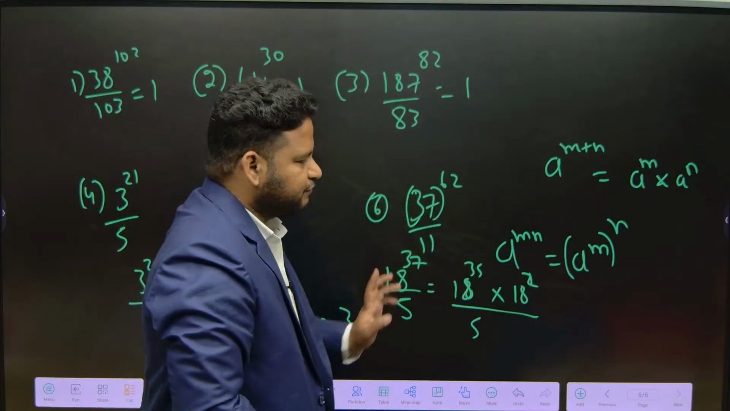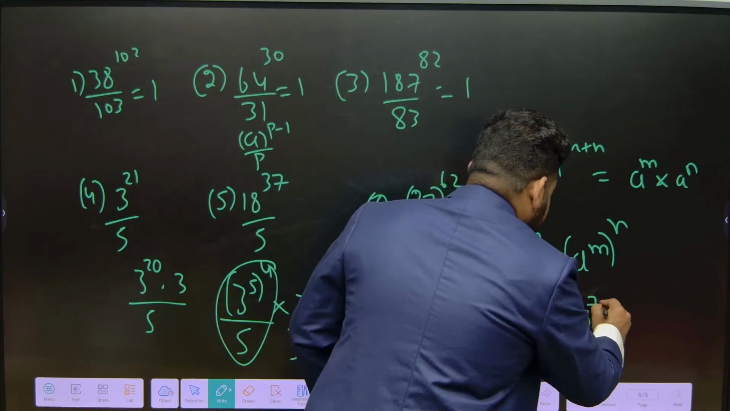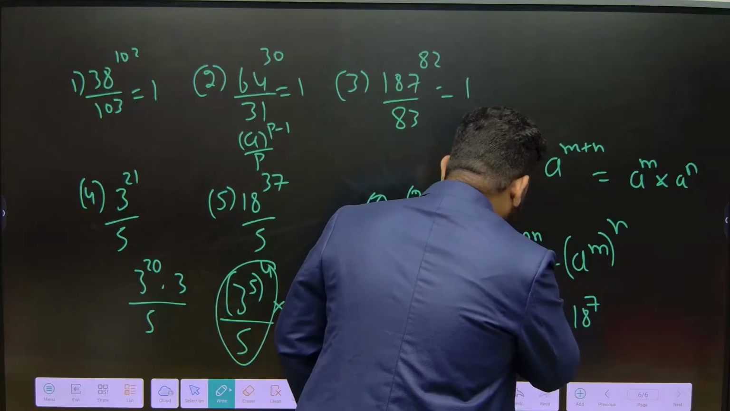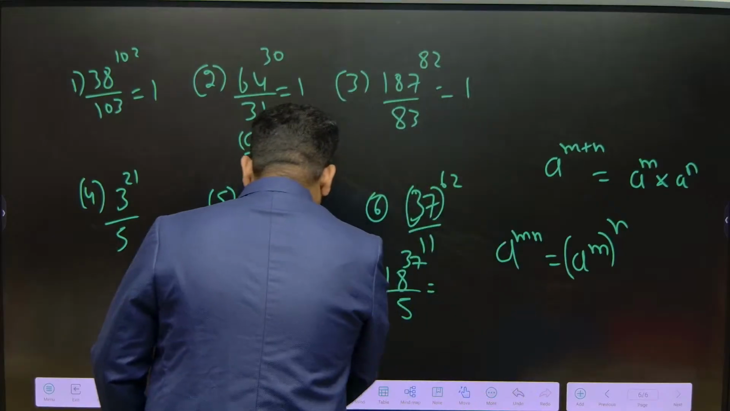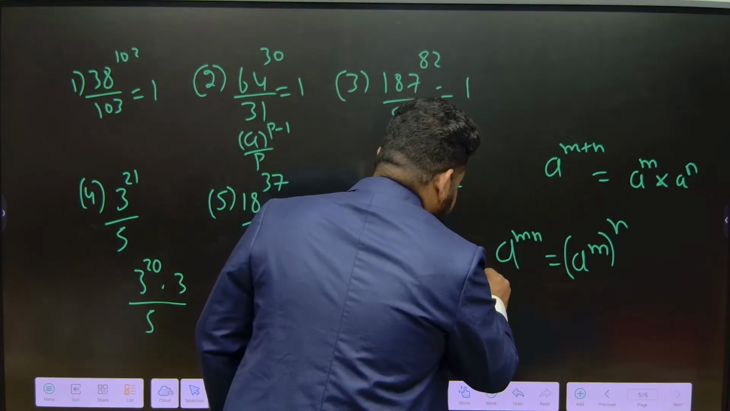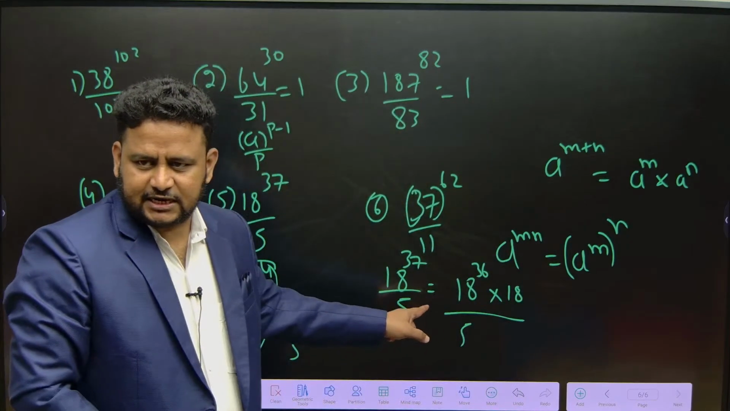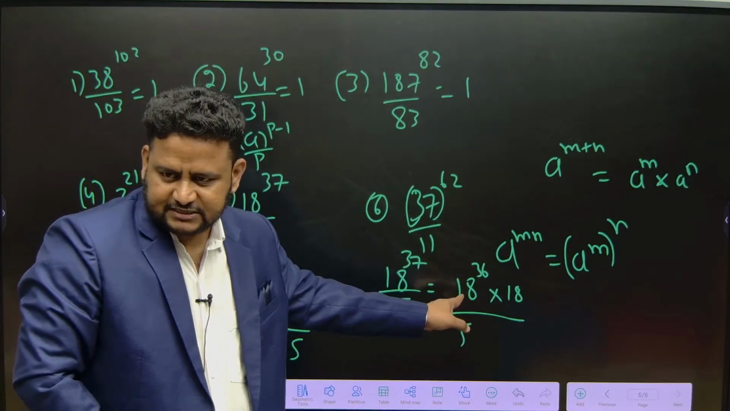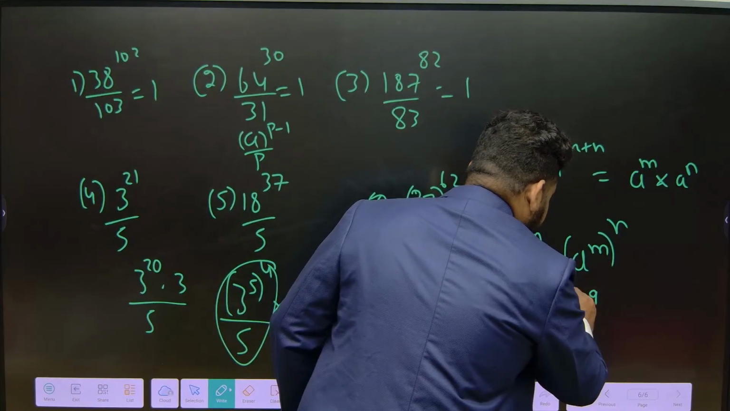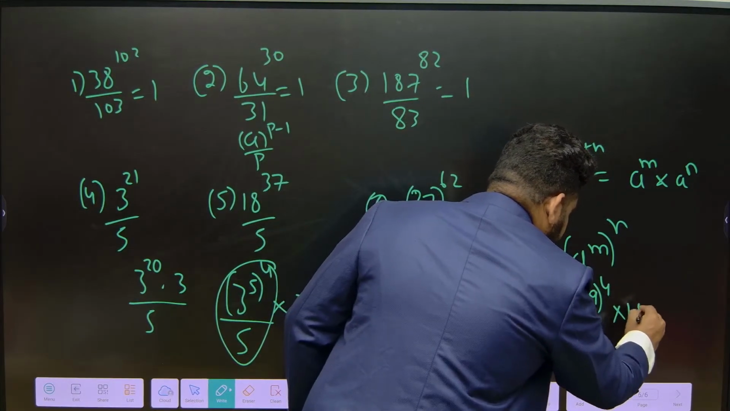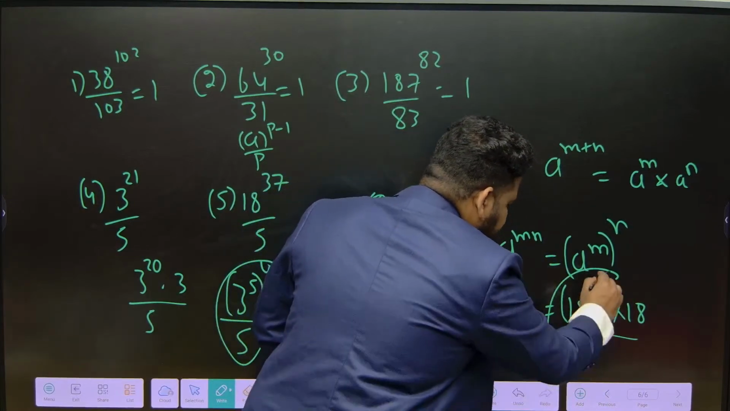Now this 18 to the power of 35 can be written as... No, let us take 36 only, because we will get 5 directly, that is not required. So we will take it as 18 to the power of 36 into 18 divided by 5. This 36 can be written as 9 into 4. So 18 to the power of 36 can be written as 18 to the power of 9 to the power of 4, into 18, divided by 5.